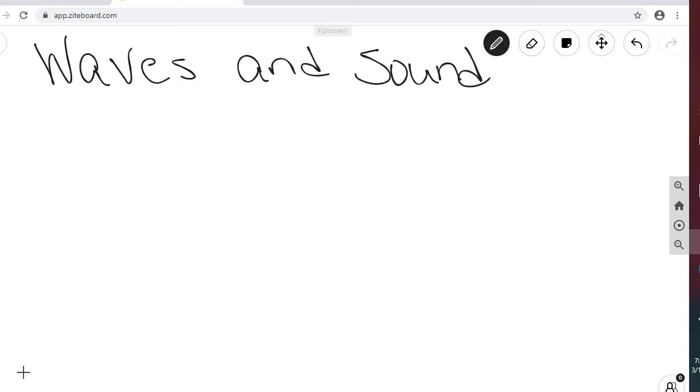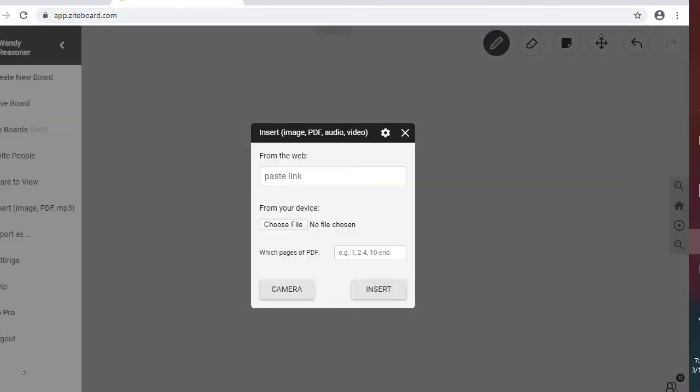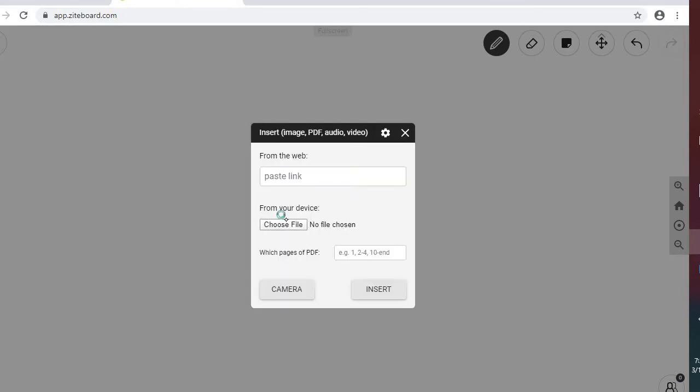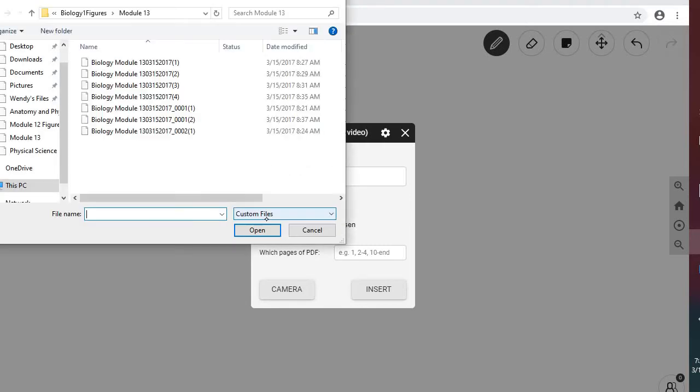The thing to remember about waves is that both light and sound can be described as waves. There are different types of waves, but both of them can be described as waves. So let's start by looking at a figure.